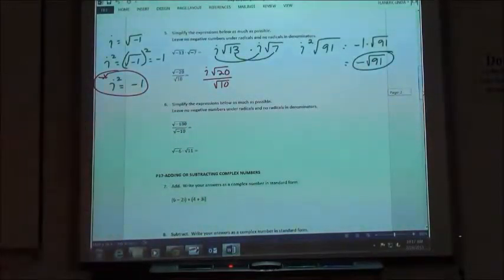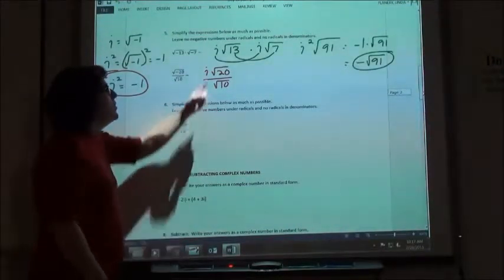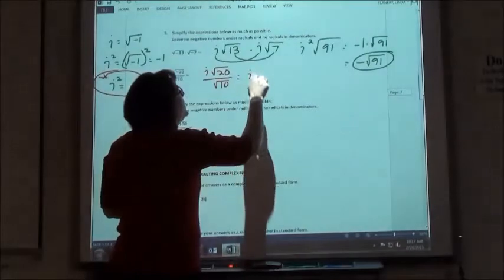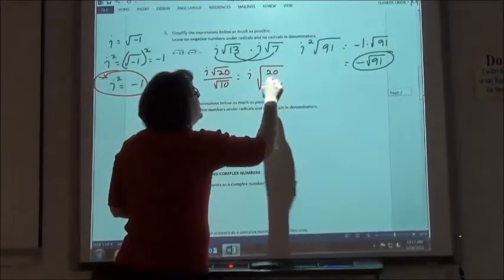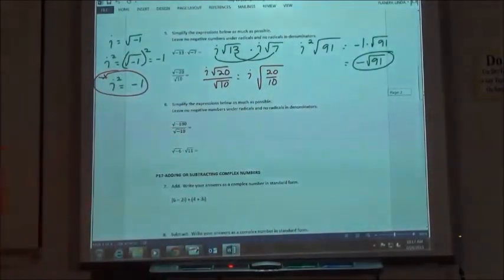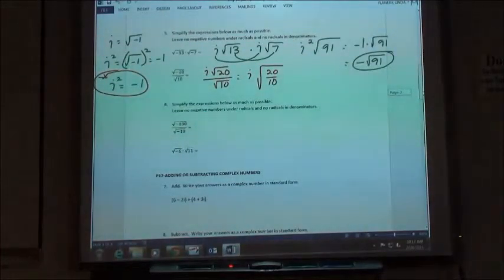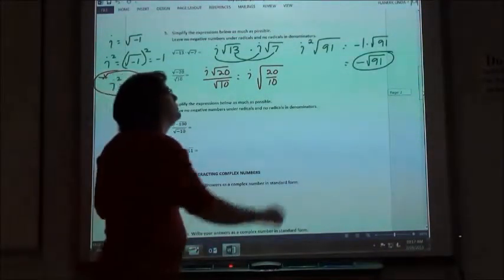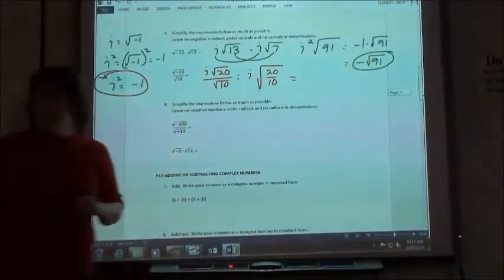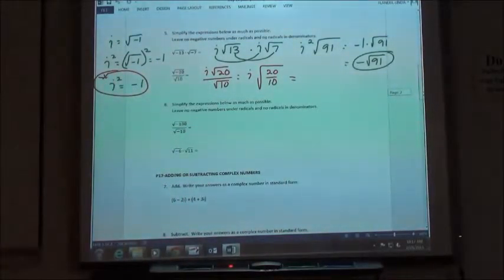This one we just put equals square root of 20 over square root of 10. So I'm going to have equals I times the square root of 20 over 10, right? We made it one big square root. That's what we did, and then we reduced. 20 tenths would be? 20 divided by 10 is?